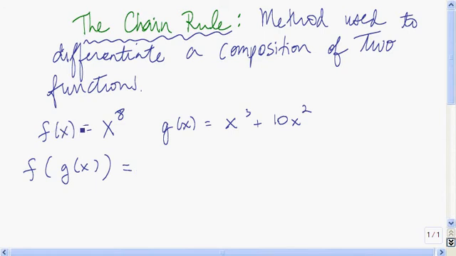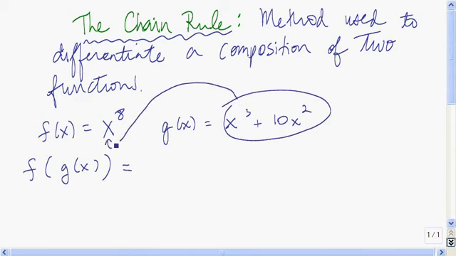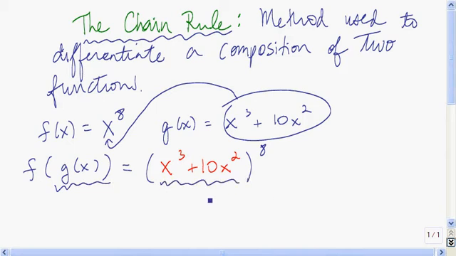Suppose I have the function f of x equals x to the 8th and g of x equals x cubed plus 10x squared. The composition of f with g is the function f of g of x. To get f of g of x, we take the function g of x and plug it into the x in f of x. So in this case, f of g of x is x cubed plus 10x squared, raised to the 8th power.